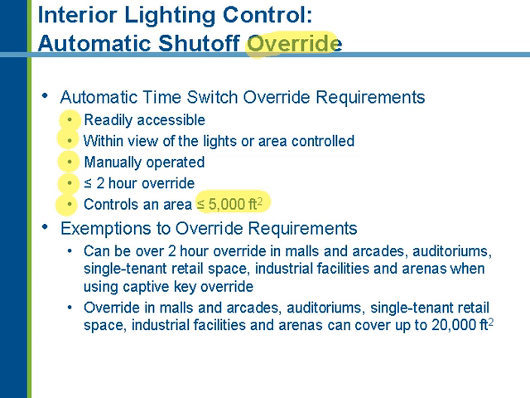And as with every other requirement, there are some exemptions to this. If you have a mall or arcade, auditorium, retail space, industrial facility, or arena that are using captive key override, then you can have a longer than 2-hour override period. And also, the second exemption, if you have one of these same kinds of spaces, you can have a control point cover up to 20,000 square feet. It wouldn't be limited to the 5,000 square feet. And again, this is because those spaces tend to be larger to begin with, and you can see them as one large space. They're not broken up. That's the main situation there.